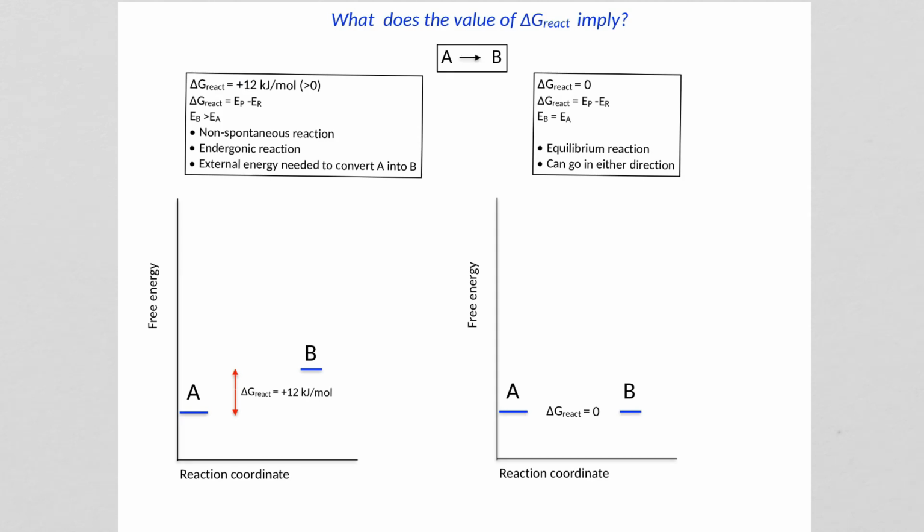If the energy of the product is more or less equal to the energy of the reactants, then the delta G reaction will be a very small negative or positive number, very close to zero. In that case, the reaction can either go A to B or B to A. The reaction can go either direction. We can call such reactions equilibrium reactions.